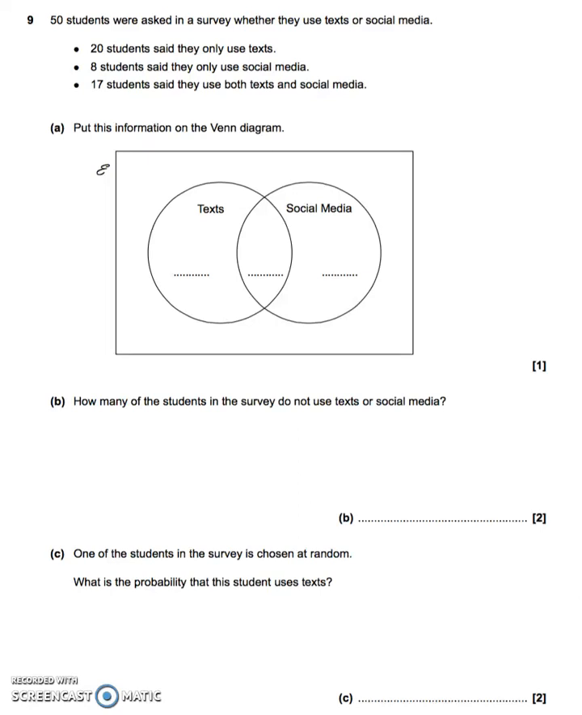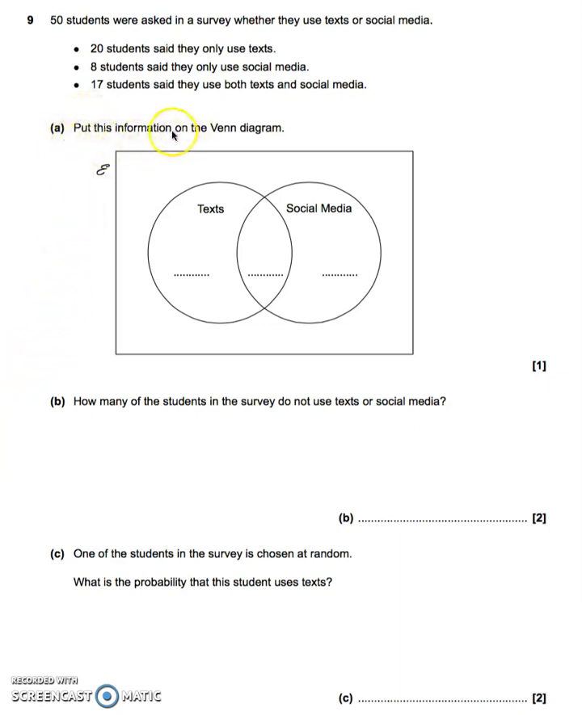In question number 9, we've got 50 students that were asked in a survey whether they used texts or social media. 20 of those students said that they only use texts, and 8 of those students said they only use social media, and 17 of those students said they use both texts and social media.